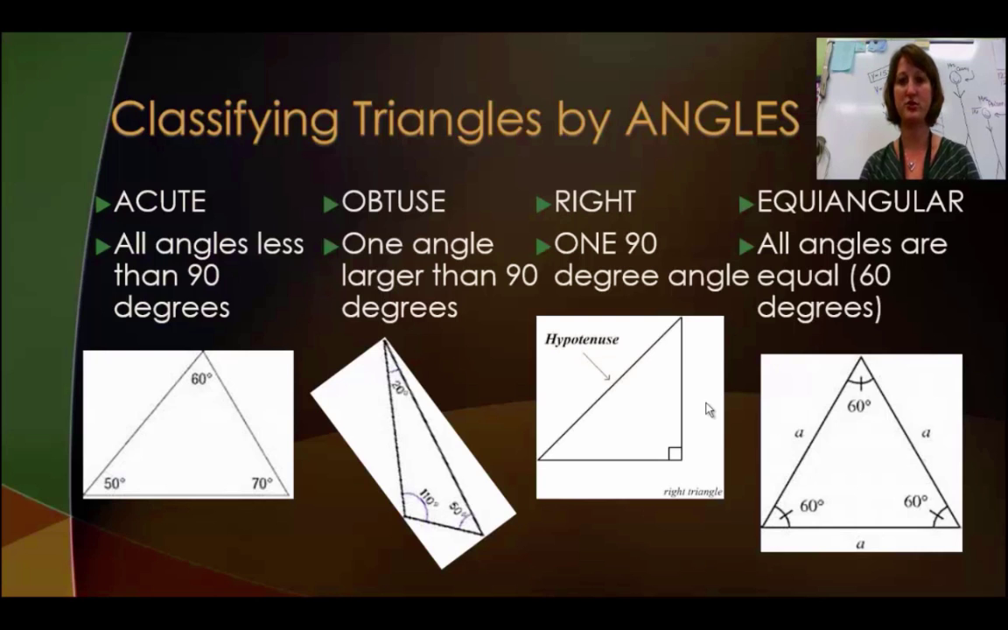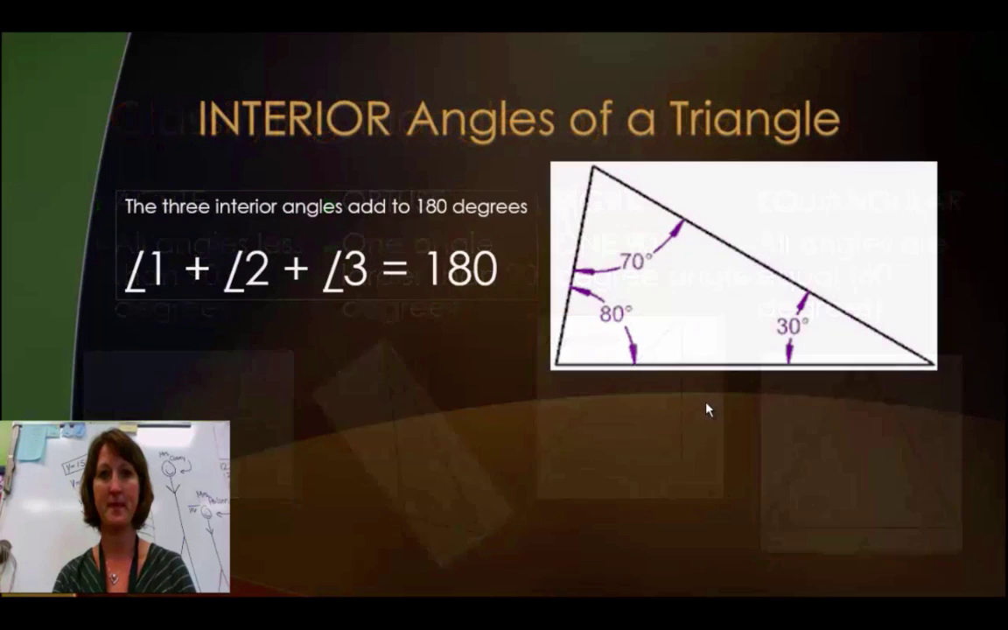Now notice in the pictures, the only triangle that has a hypotenuse is the right triangle. So when you talk about sides of a triangle, the only one that has a hypotenuse is the right triangle. The other ones have sides, or you can call them legs.